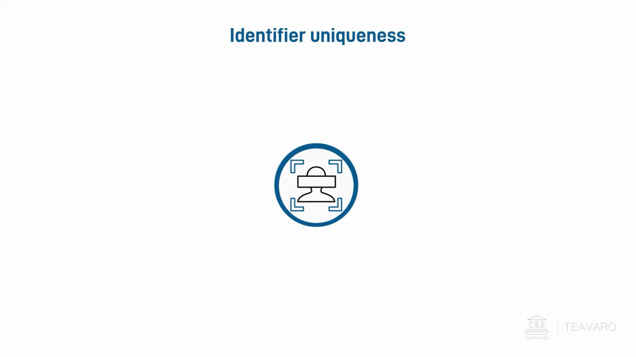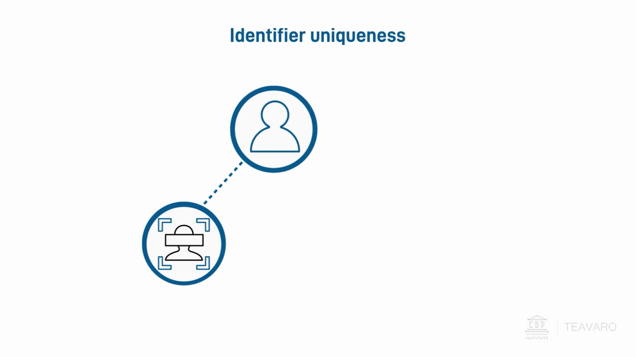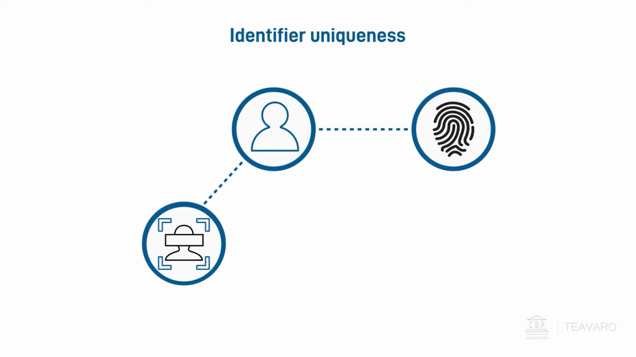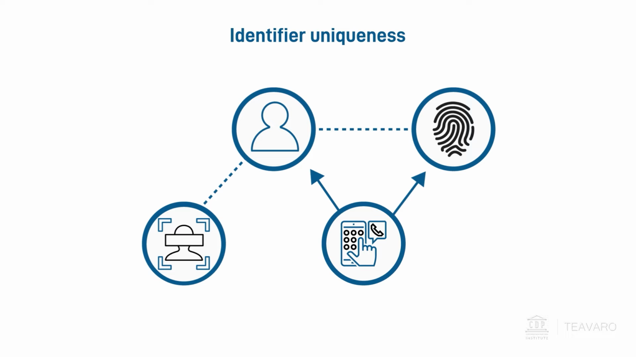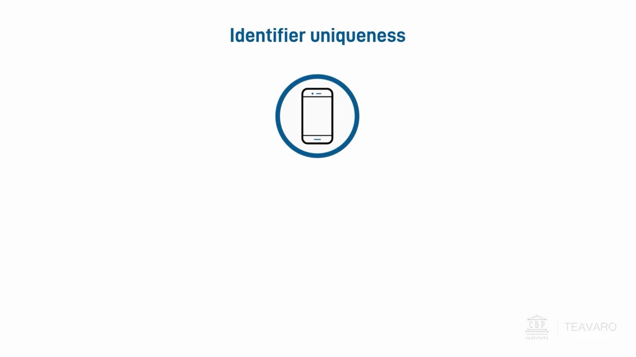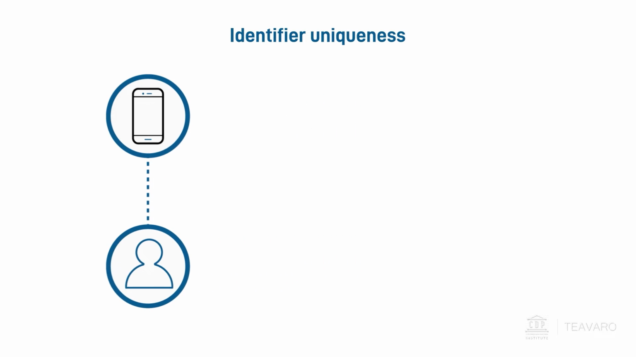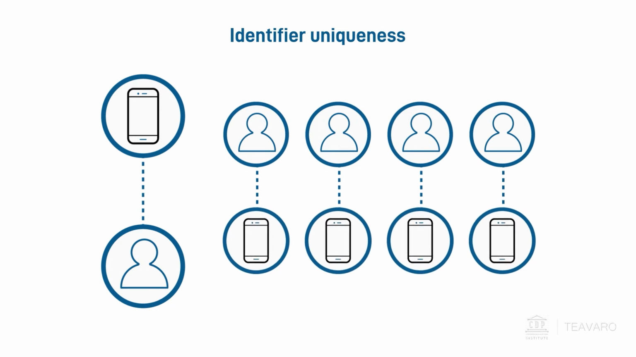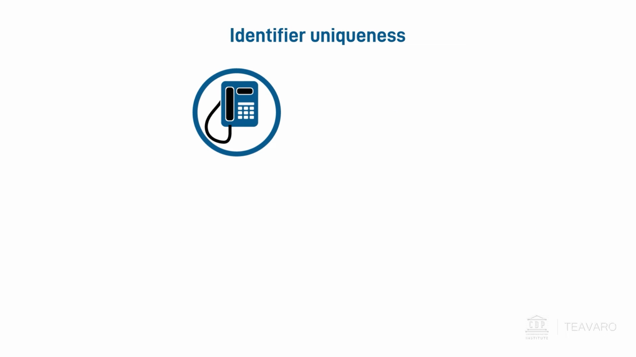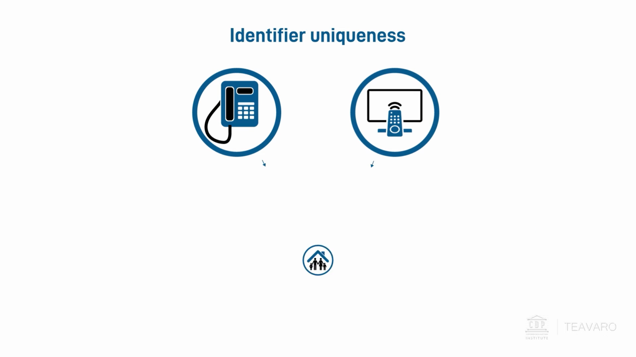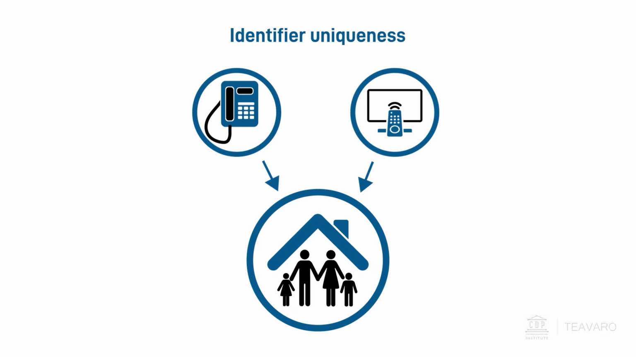Now let us look at the second factor, identifier uniqueness. A unique identifier connects to only one person, and one person has only one identifier of this type. A mobile phone number, for example, is a highly unique identifier, as the phone is most of the time only used by one person, and most persons only have one mobile phone. A fixed telephone, or TV, is typically used by all members of a household, and therefore, most often, not unique.